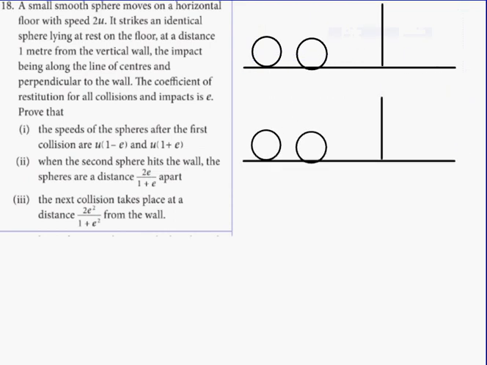Identical spheres, what would that mean? Same mass, M and M. One of them's going 2u. What's the other one doing? At rest. Then after the collision takes place, we have V1 and V2. Once again, prove that the speeds of the spheres after the first collision are these two values. So you want to find out what your V1 and V2 are.